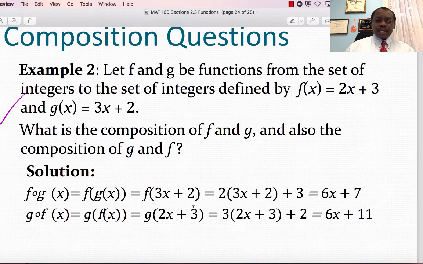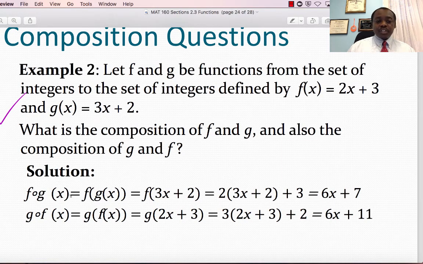Okay, so here we go. Let f and g be functions from the set of integers to the set of integers. Both sets, of course, are the same set of integers, and it's infinite. Defined by f of x is 2x plus 3, and g of x is 3x plus 2. Find the composition f composed with g and g composed with f.